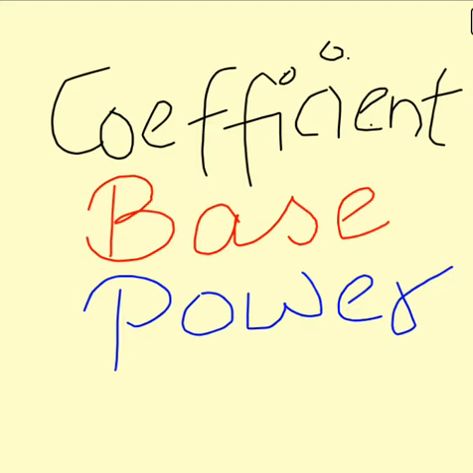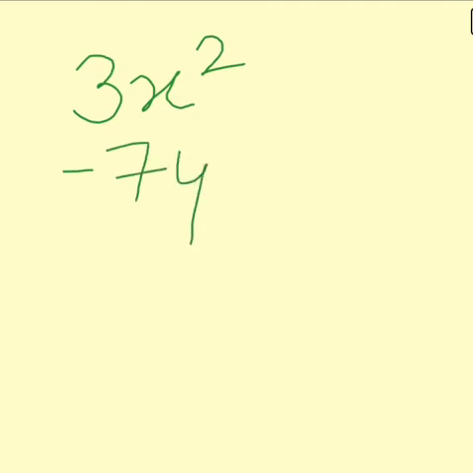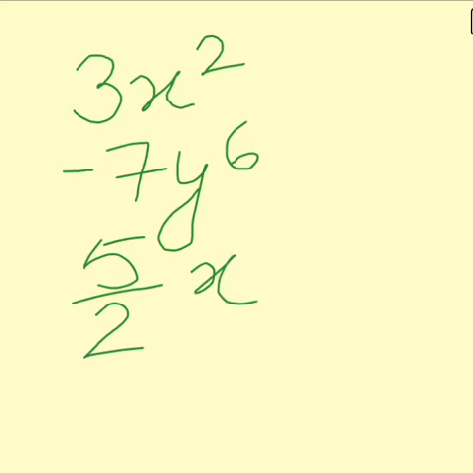First of all, let's have a look at these examples. 3x square, minus 7y to the power 6, 5 by 2 x to the power 3, and 8m to the power 0. So all of these are algebraic expressions in simple form. Now let's focus on coefficient, base and power.